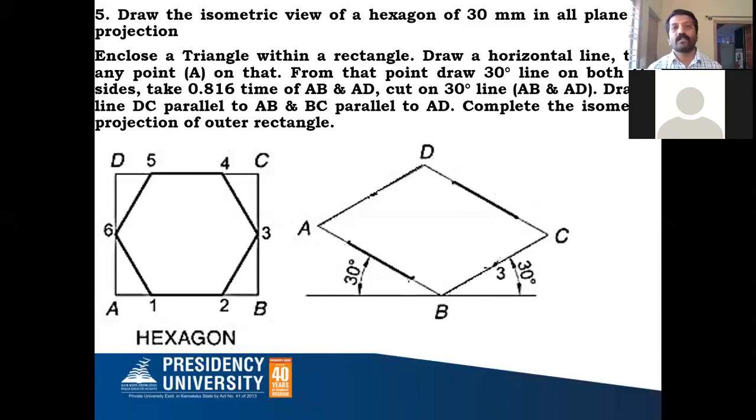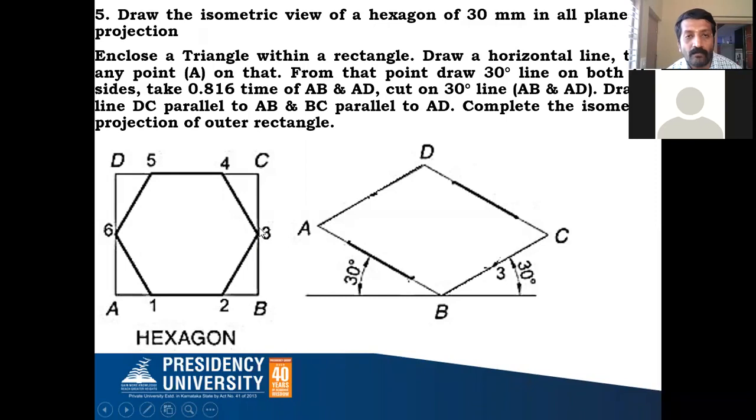You draw the regular hexagon of 30 millimeter side, and then here also you enclose your hexagon within the box. I'll call the six points of the hexagon 1, 2, 3, 4, 5, 6 for my convenience. And how to draw the box for this? From 1 you draw a horizontal projector, from 2 you draw a horizontal projector, from 5 you draw a horizontal projector on the left side, from 4 you draw a horizontal projector on the right side.